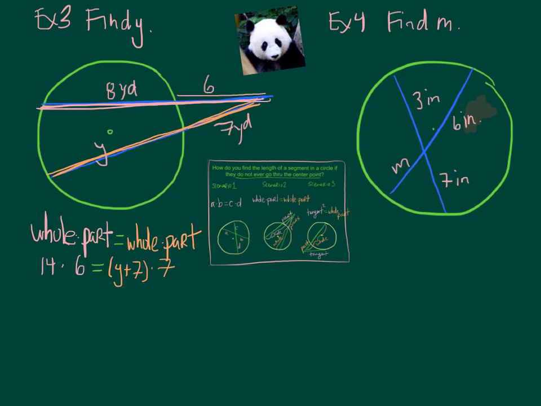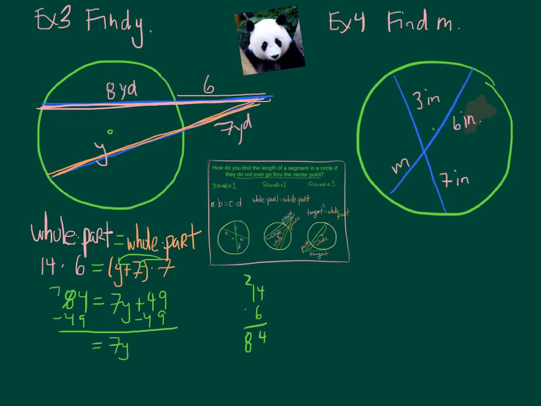So first let's do these calculations. What is 14 times 6? Well, that's 84. 6 times 1 is 6, plus 2 is 8. So I have 84 equals, and now let's distribute, 7y plus 49. I'm going to subtract 49 from both sides to isolate my variable. 7y equals, let's see, borrow. So I have a 7 and a 14 now. That's a 5 and a 3. So y equals 5 yards.